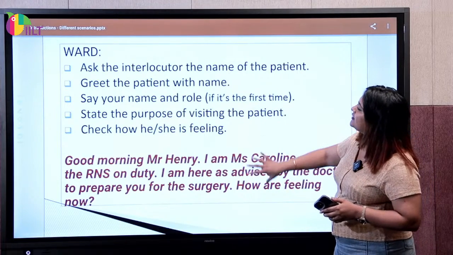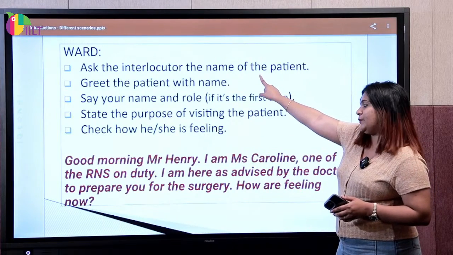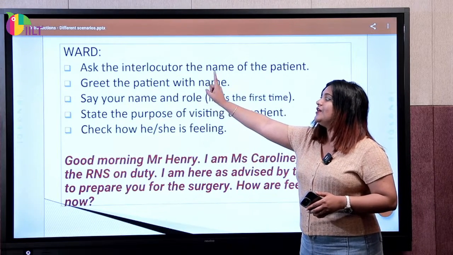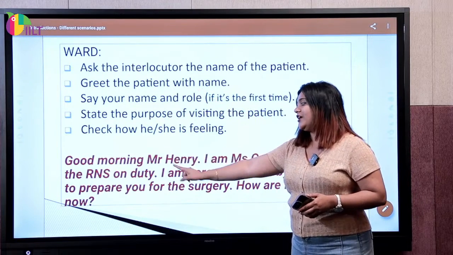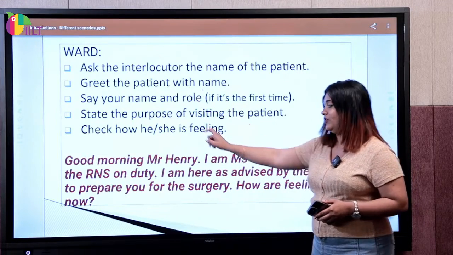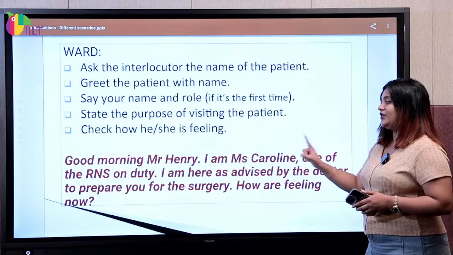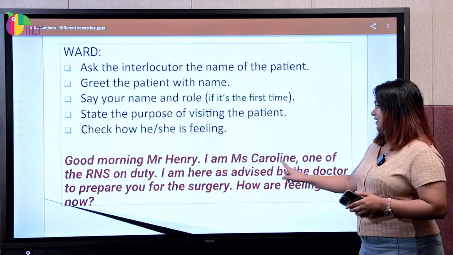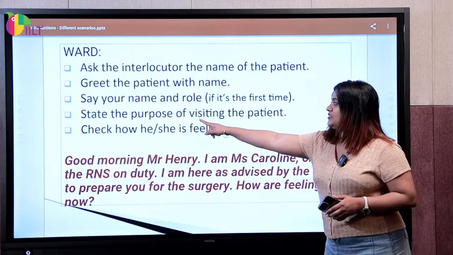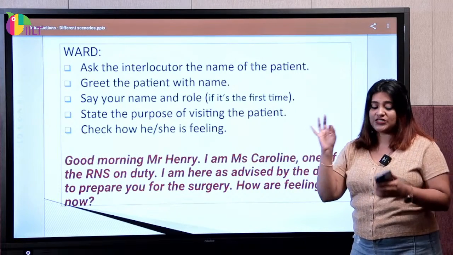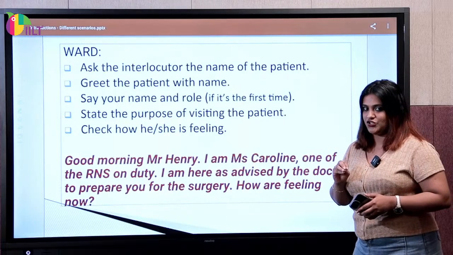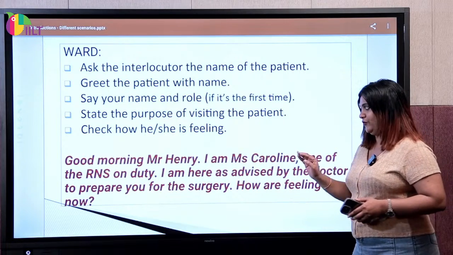Now let's have a look at this. Ask the interlocutor the name of the patient. We got it, Mr. Henry. So the next thing we are going to do is greet the patient with name. Good morning, Mr. Henry. Simple as that. Then you are going to say your name and role. I'm Miss Caroline, one of the registered nurses on duty. So your name and your role. Then we are going to state the purpose of visiting the patient, which is going to be clearly mentioned in your background information. So just have a look at that and go forward.